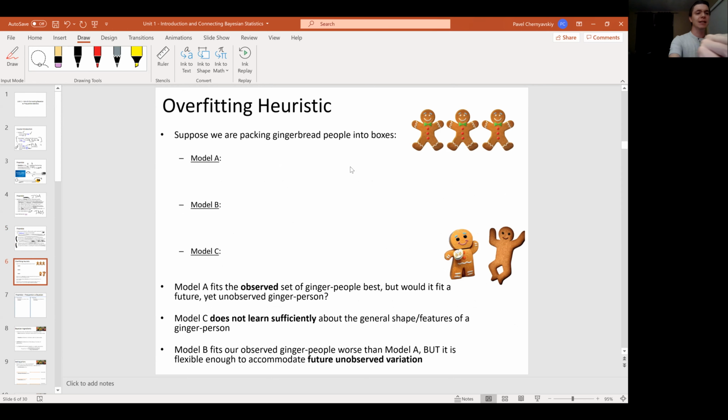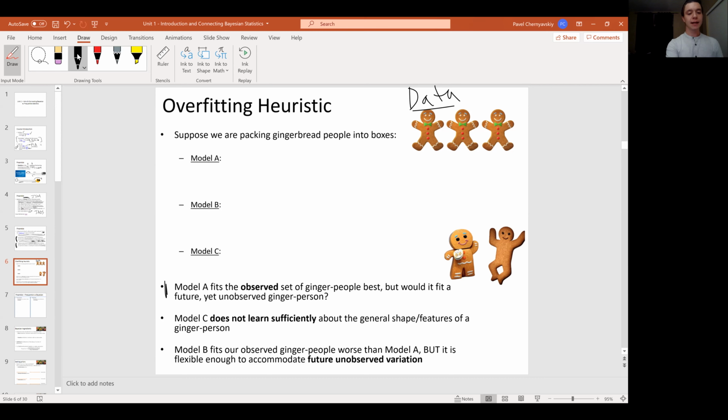So I thought of a little heuristic tool. Suppose our job is to pack gingerbread people, we don't know if they're men or women, into boxes. So this is our data right here, guys. Here's our data. We have a nice little sample size of 3. Here are nice gingerbread people.